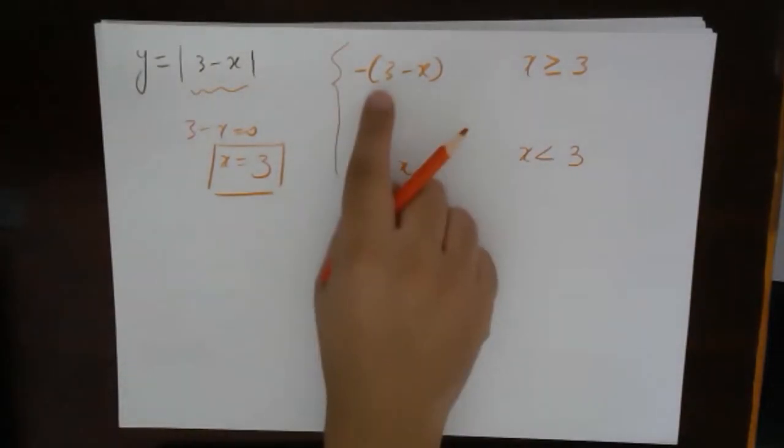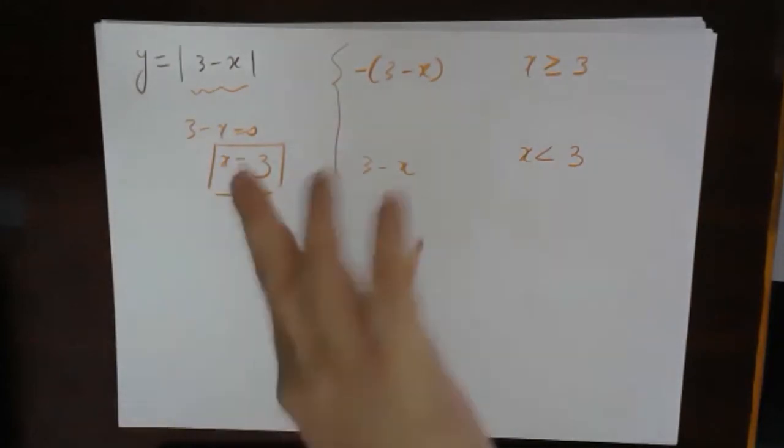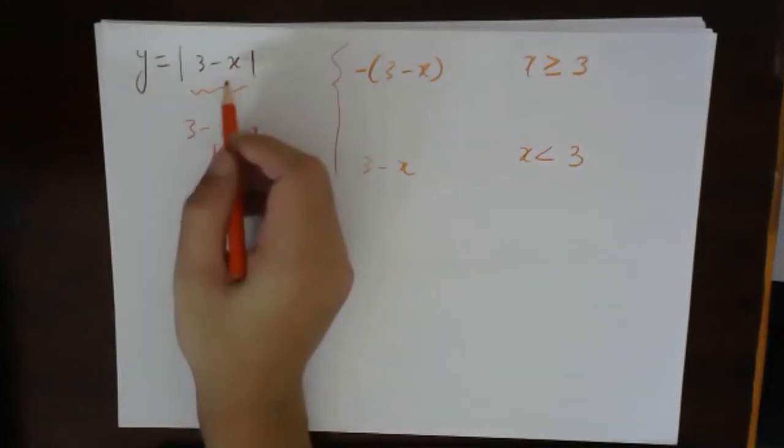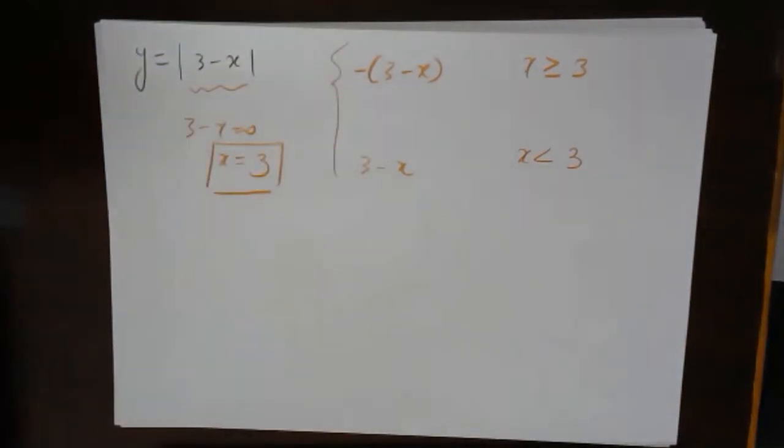Understood? So the modulus opens with a negative sign in one case and with a positive sign in the other. It just depends on the function. There is no special trick, nothing. Depending on the function, we are just looking at which part will be positive and which part will be negative. Till here it is okay.